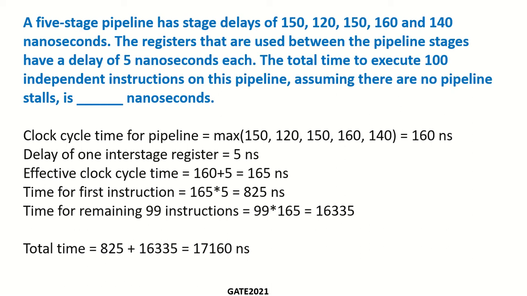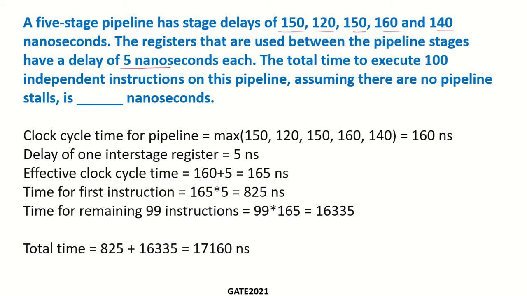A 5-stage pipeline has stage delays of 150, 120, 150, 160 and 140 nanoseconds. The registers that are used between the pipeline stages have a delay of 5 nanoseconds each. The total time to execute 100 independent instructions on this pipeline, assuming that there are no pipeline stalls, is how many nanoseconds?